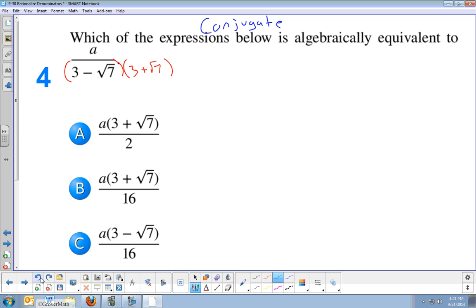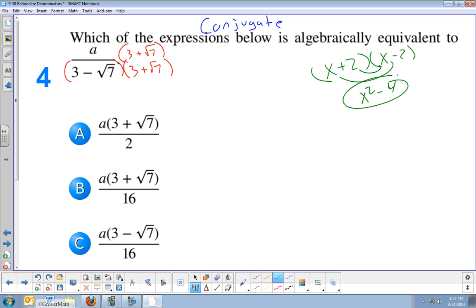Why is this going to work? Well, first of all, we'd have to do it on the top and the bottom, so let me just write that up here too. 3 plus rad 7. The reason why it's going to work is kind of like when you FOIL or distribute a difference of two squares. It's not a trinomial. Like if you have x plus 2 times x minus 2, you get x squared minus 4. Well, how come it's not a trinomial? Because that middle term cancels out. Because you'd have positive 2x and negative 2x, and they cancel each other out, so it's just this.